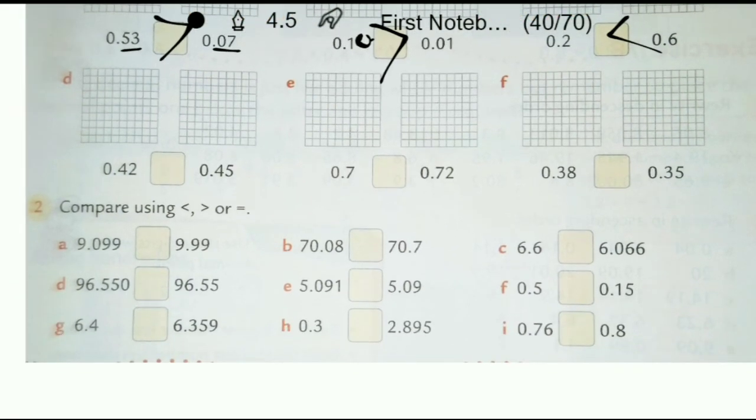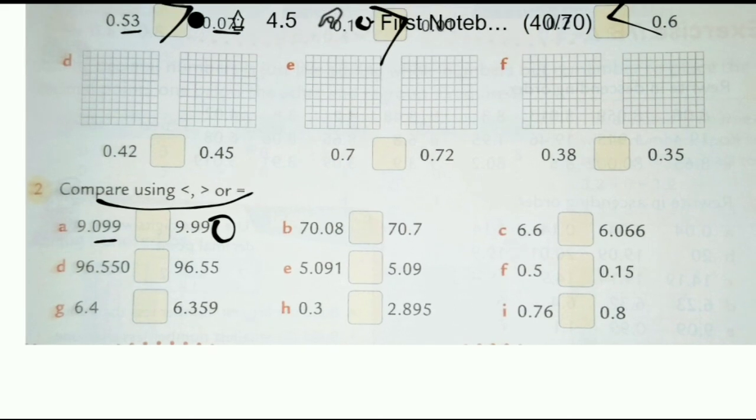Now comparing using the symbols. In this one, after the decimal there are 3 digits and here 2, so we can put one more 0. Now the first digits are the same, but in this one the tenths place is 9 and here the tenths place is 0. So the tenths place 9 is greater than 0.